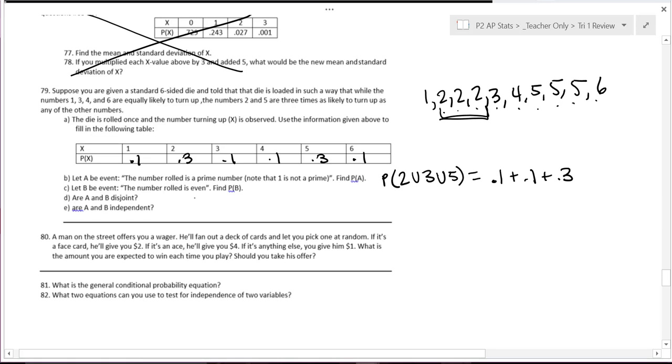Let B be the event the number rolled is even. Find the probability of B. So we have 2, 4, or 6. So that's 0.3 plus 0.1 plus 0.1.